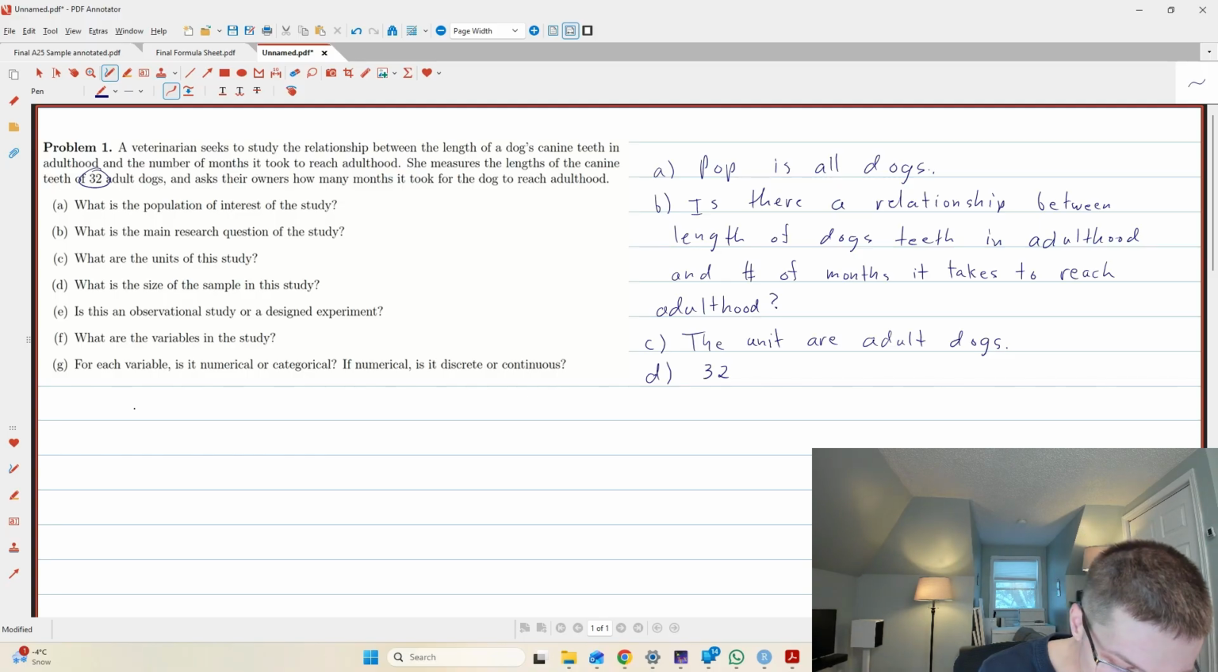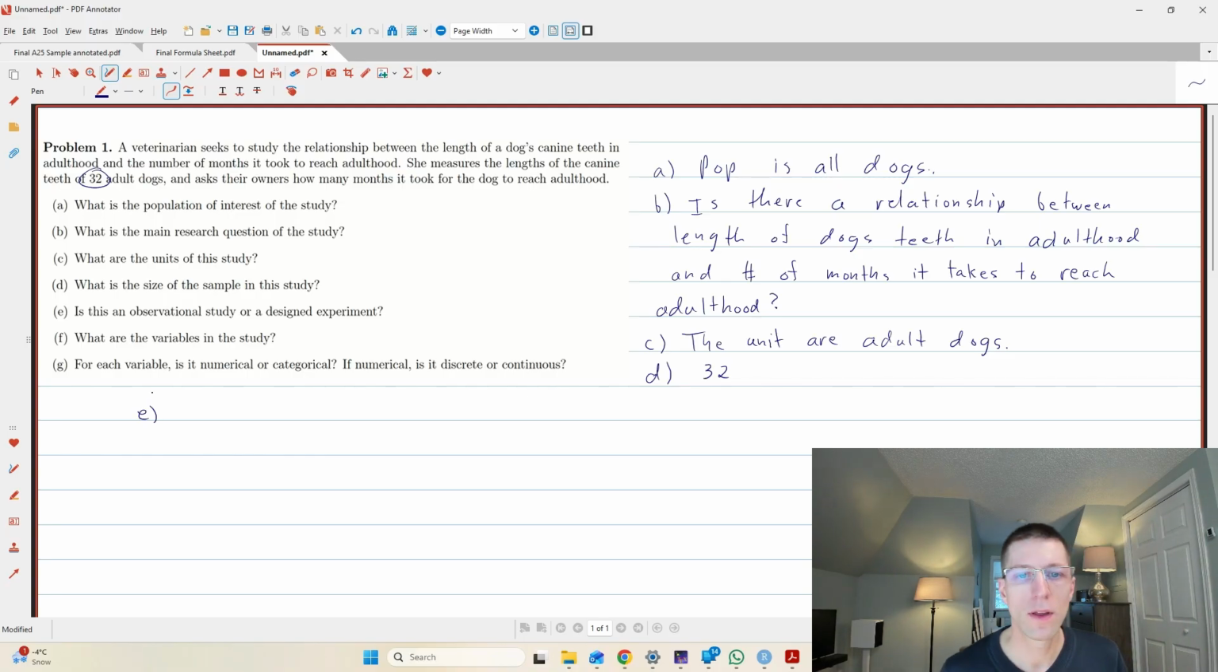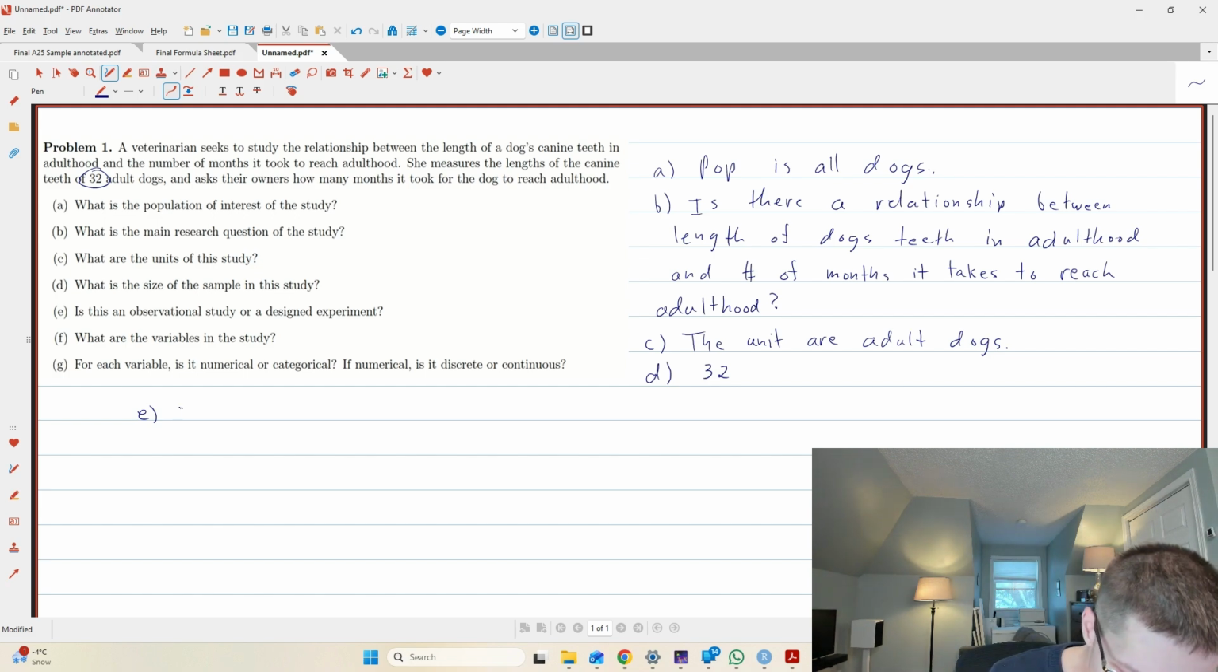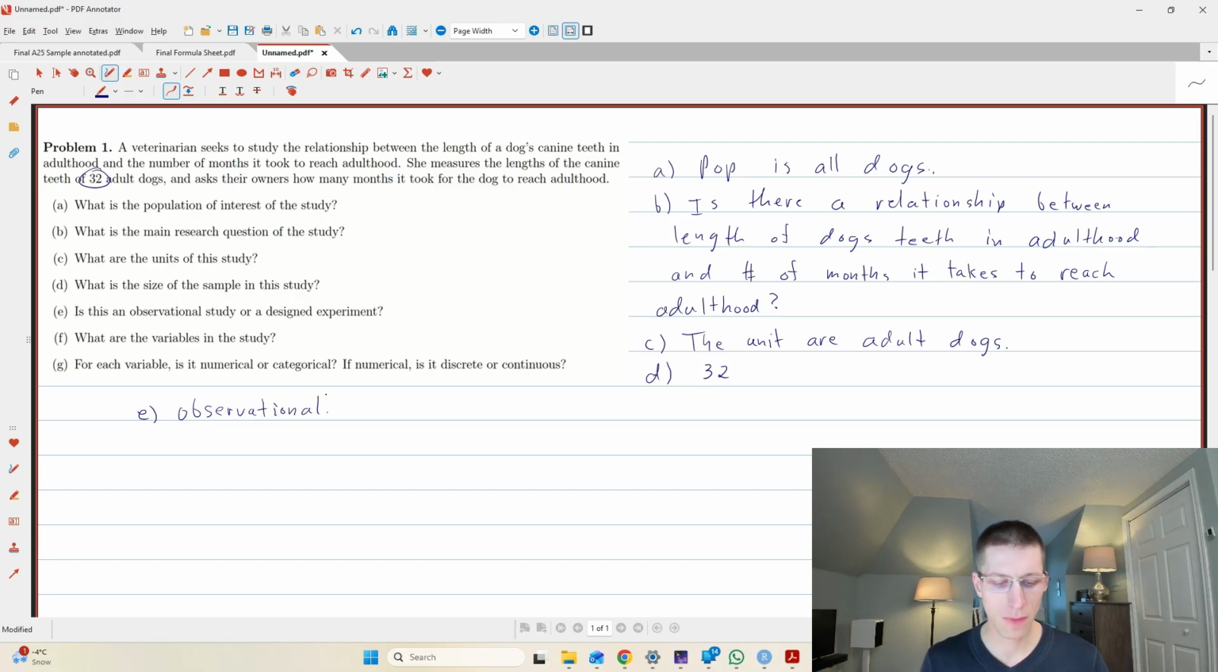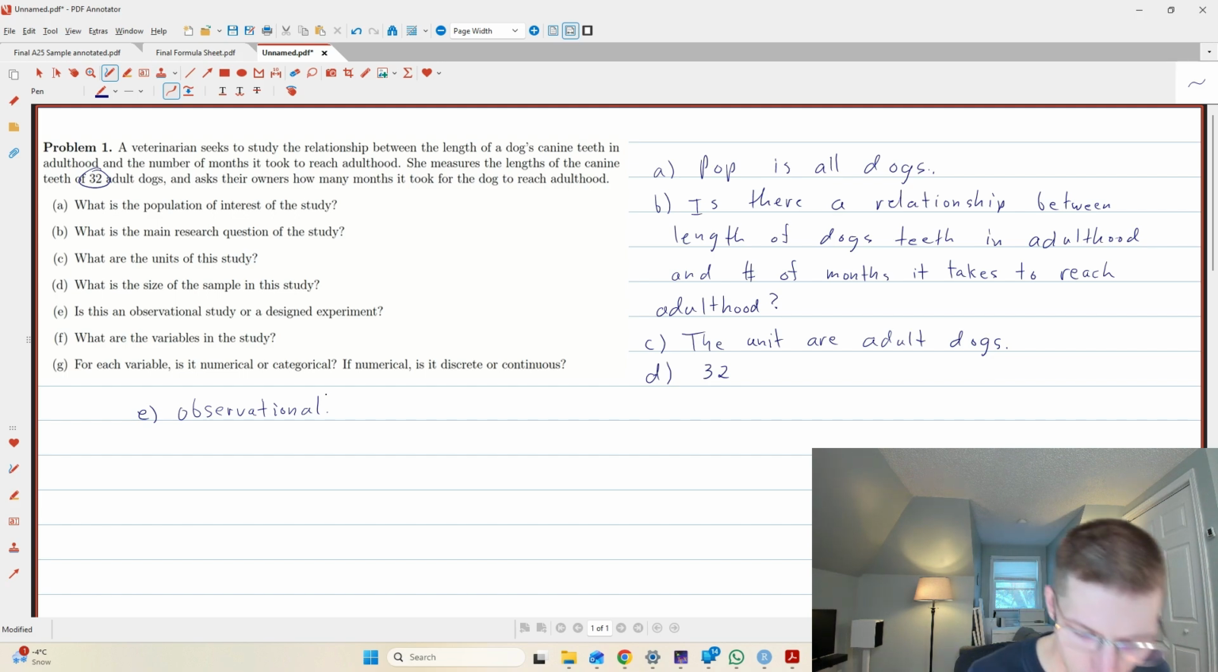E, is this observational or designed? This one's observational. The researcher isn't interfering with the units. She's not controlling them or assigning different units to different treatments or doing anything like that. She's merely taking the units and observing or measuring, in this case, the tooth length. So that's why it's observational.